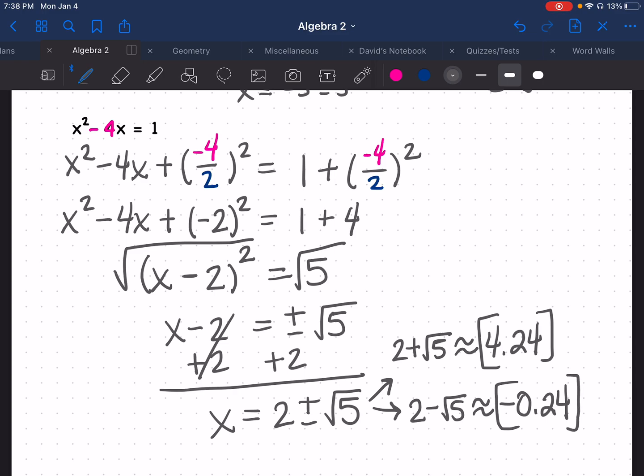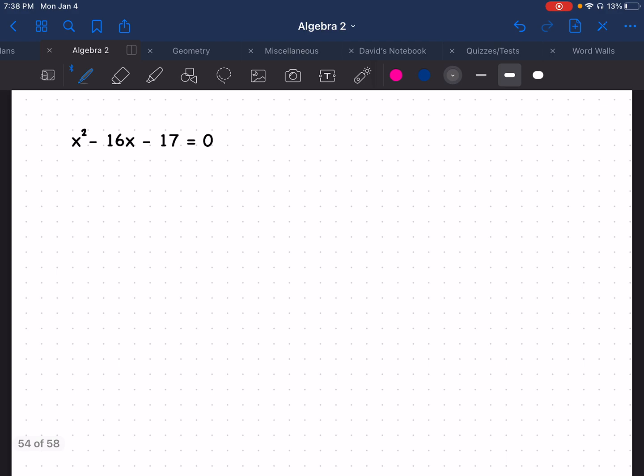All right, I have two last examples. And of course, the very, very last one is going to be your exit ticket. So you're going to go ahead and finish that one for me. Okay, so notice the difference in this one. In this one, we are equal to 0.